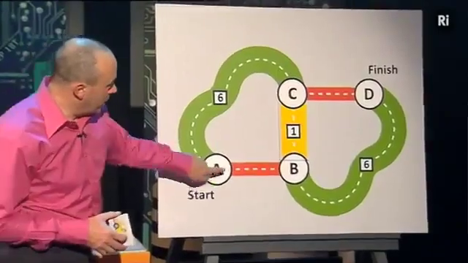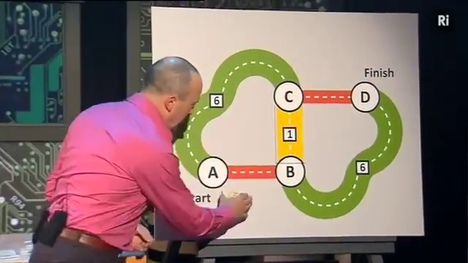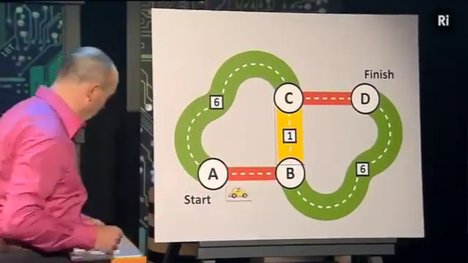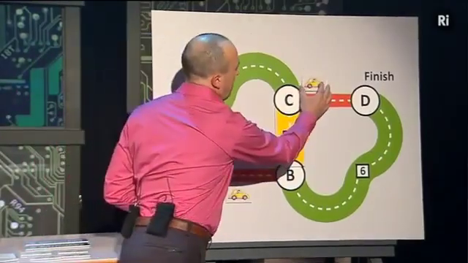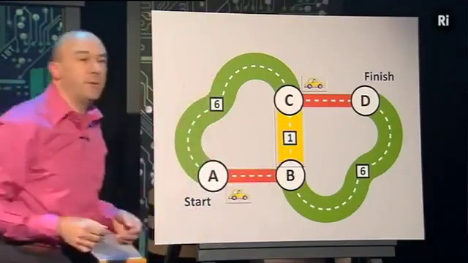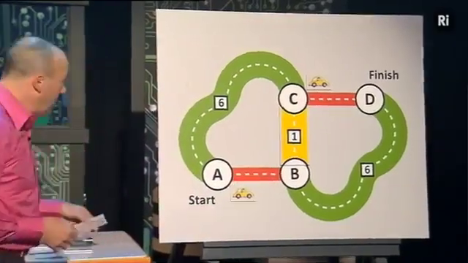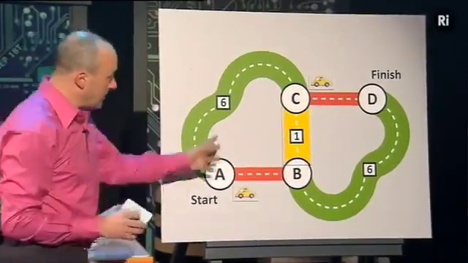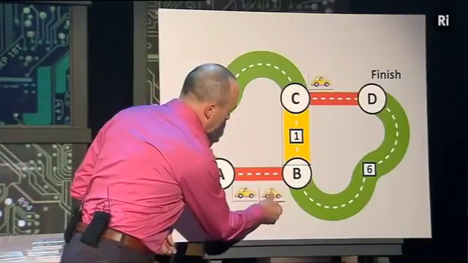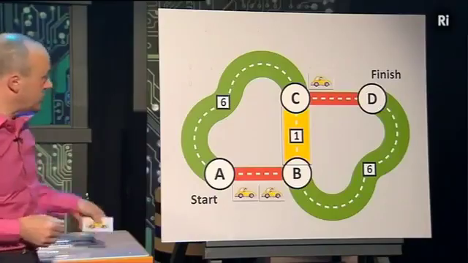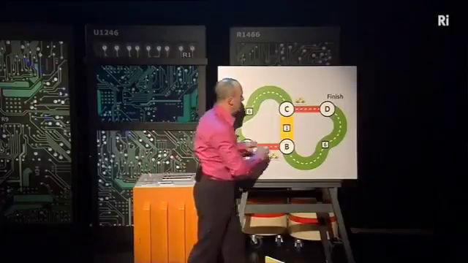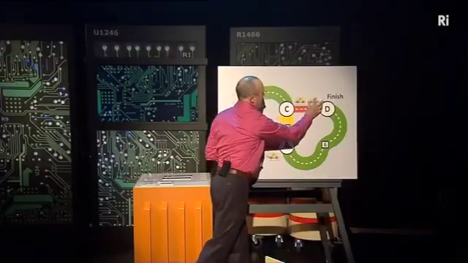Well, the first car wants to go from A to B along this road. That just takes 1 minute. Up the yellow road, which takes a minute, and along the second red road. That takes a minute. So that's 3 minutes in total. What about the next car? Well, the next car wants to follow the same route, but now, of course, this takes 2 minutes for each of those cars because that road is congested. A minute up here and another 2 minutes along there.